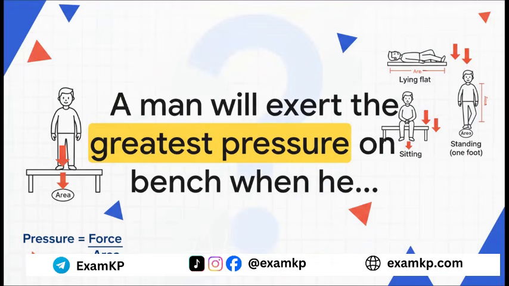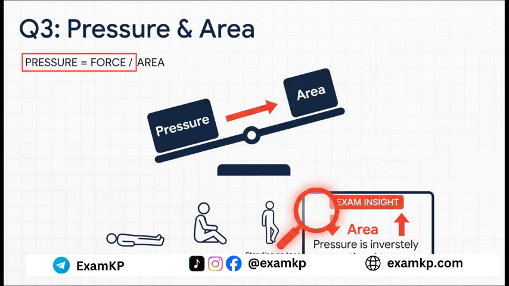This is a great one because it's so practical. You can actually picture it. A man wants to exert the greatest pressure on a bench. The question is, how does he do it? Does he lie down, sit, stand? What's the deal? The answer is hiding right inside the formula. Pressure equals force over area. Now, the man's force, his weight, that's not changing, right? So if we want to make the pressure as big as possible, we need to make the area as small as possible. It's an inverse relationship.